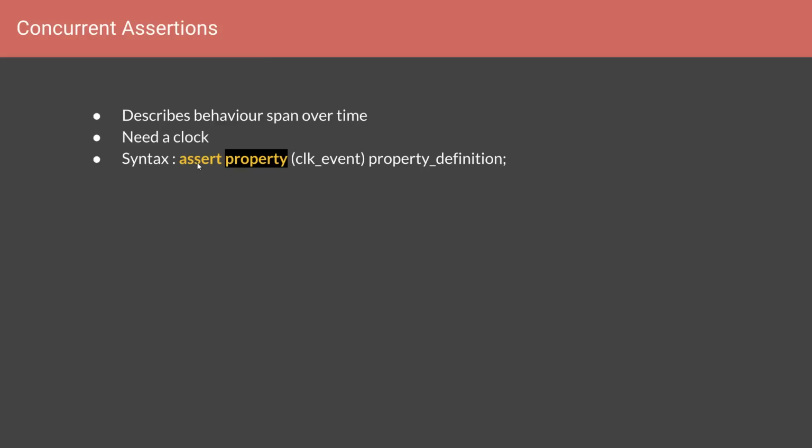This is the syntax to write a concurrent assertion: assert, property, clocking event, the property definition. Here you specify the property of the assertion which you are checking, and within the brackets you give the clocking event, along with the assert keyword in SystemVerilog. The main difference between the immediate assertion definition and the concurrent assertion definition is the extra keyword property. If the keyword property is used along with the assert statement, it is a concurrent assertion.